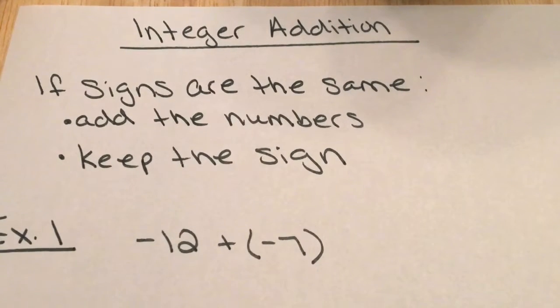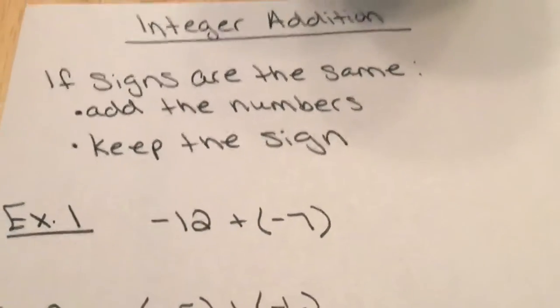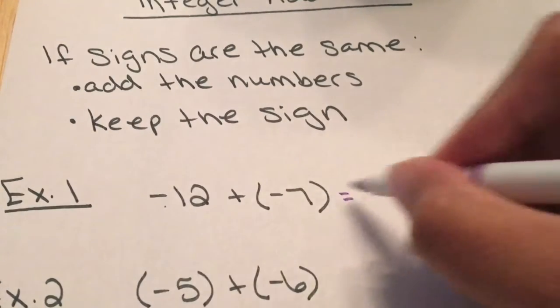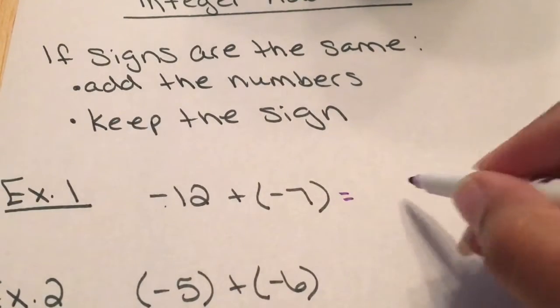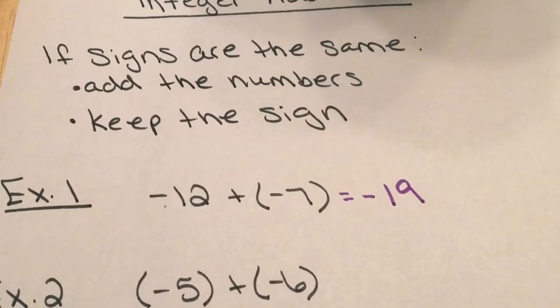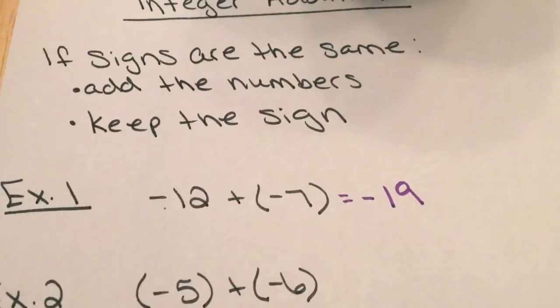So let's look at example 1. We have negative 12 plus negative 7. We can see that both of their signs are negative. So all we have to do is add the two numbers together. 12 plus 7 is 19, and we're going to go ahead and keep that sign negative. So our answer is negative 19.